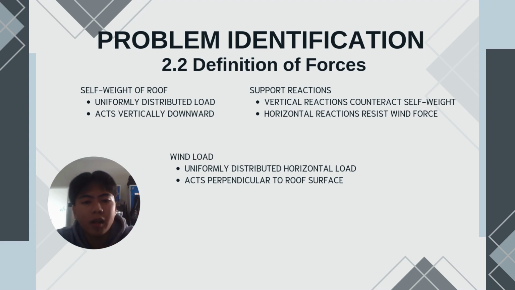There are a few forces acting on the vertical poles. These are three main forces that act on the vertical poles. First is axial compression caused by the self-weight of the roof. Second is shear force due to wind load acting horizontally. And lastly is moment reactions that are generated by the combined effect of vertical and horizontal forces.